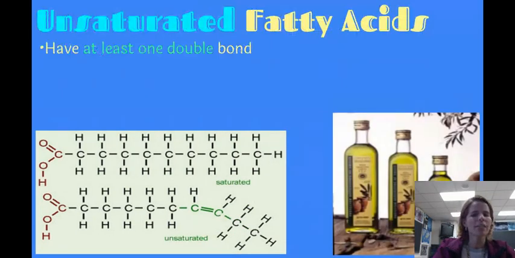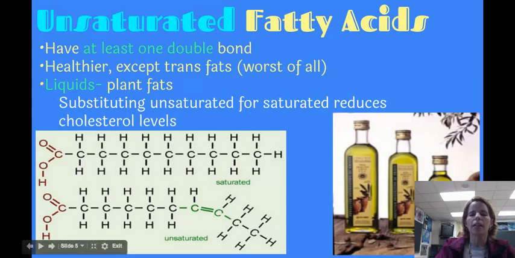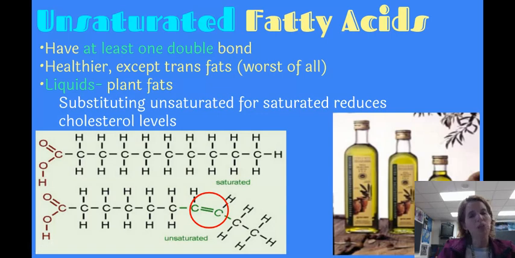Now, the unsaturated fatty acids have at least 1 double bond, and you should look at the double bond in this hydrocarbon chain. That's an indicator that it is an unsaturated fatty acid. We, in general, think that the unsaturated fats are healthier for us. However, there is a class of unsaturated fats called the trans fats, and they're the absolutely worst fats ever. And it is entirely possible that in 5 years, I will have to change this entire set of notes because we will have learned something new about fats. But for the time being, unsaturated fats are the way to go.